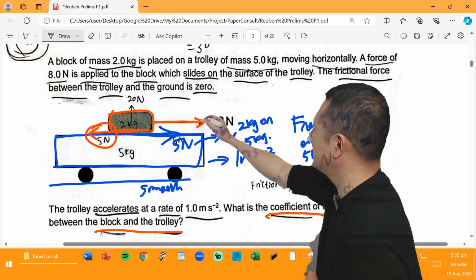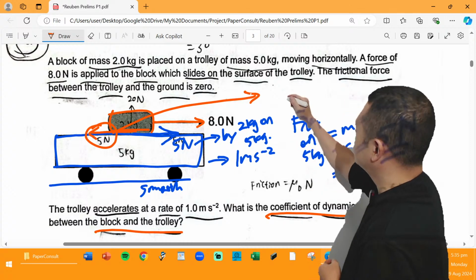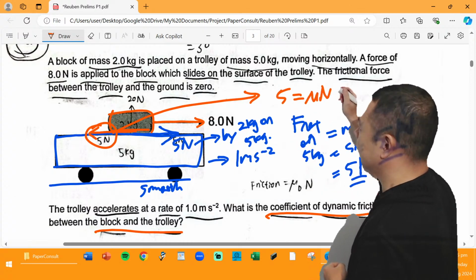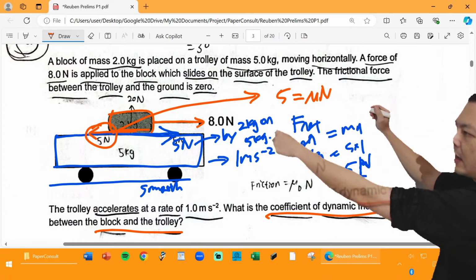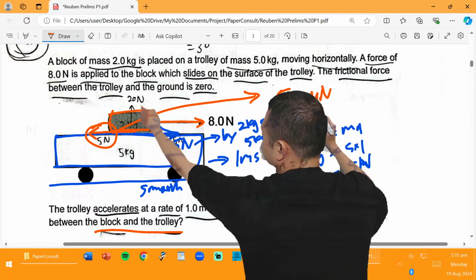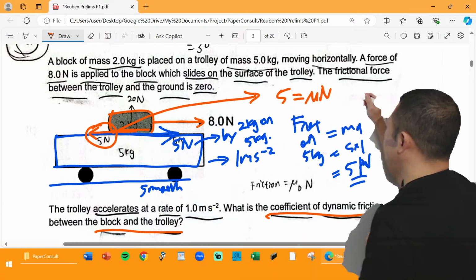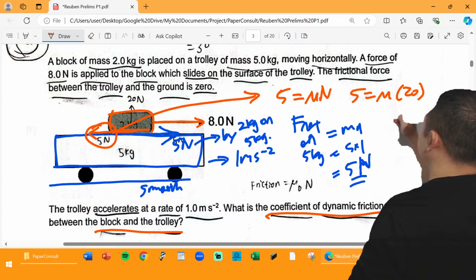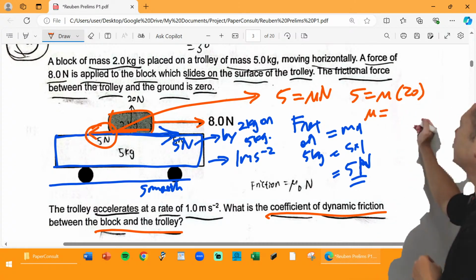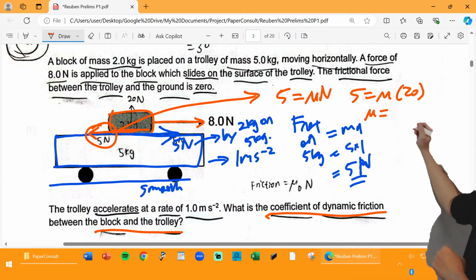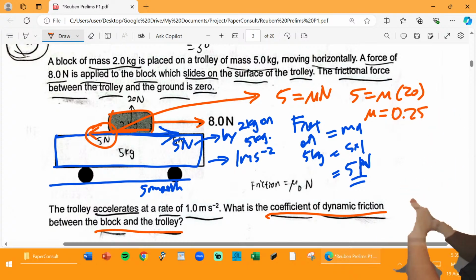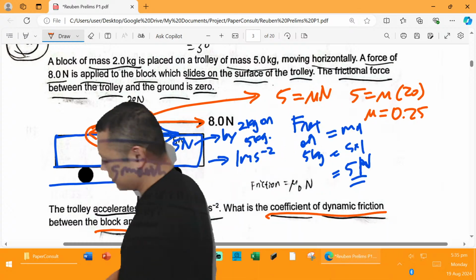So the friction on the 2 kg block is equal to mu N. And rightfully, you already found N to be 20 newtons. So 5 is equal to mu times 20 newtons, and therefore mu is equal to 0.25. Just no units. Yeah, 0.25. That's it.